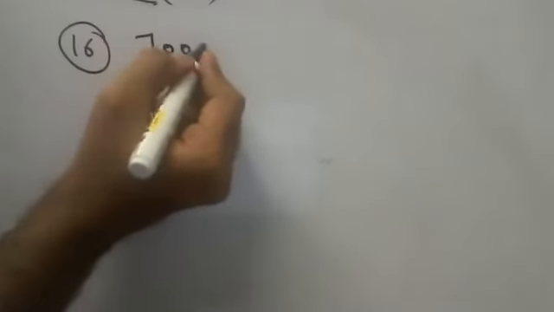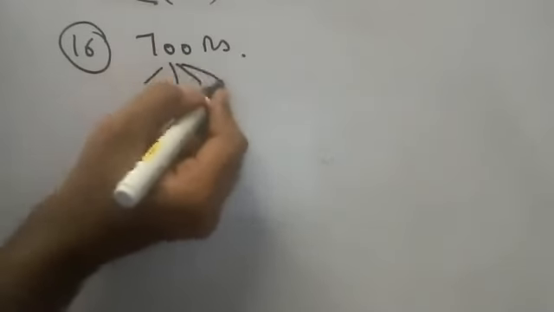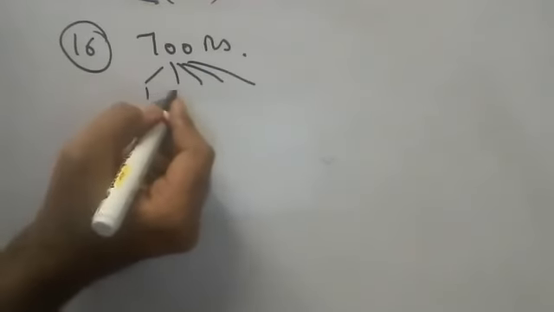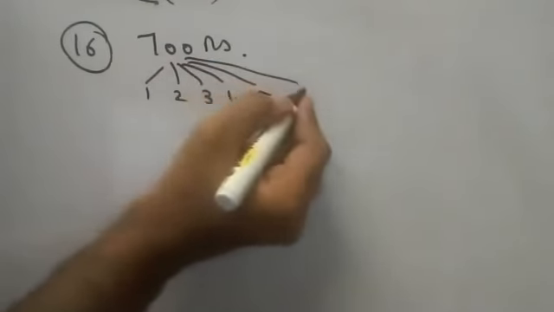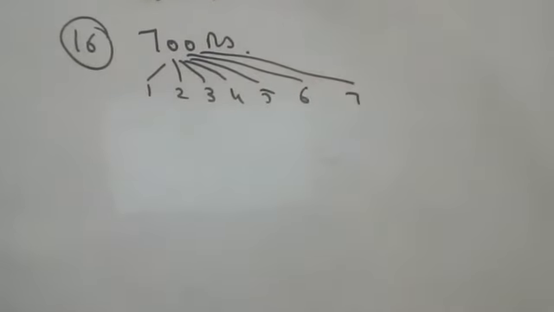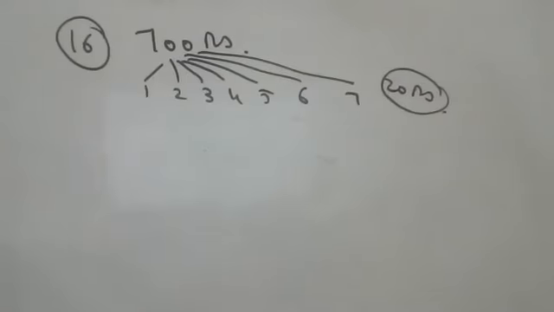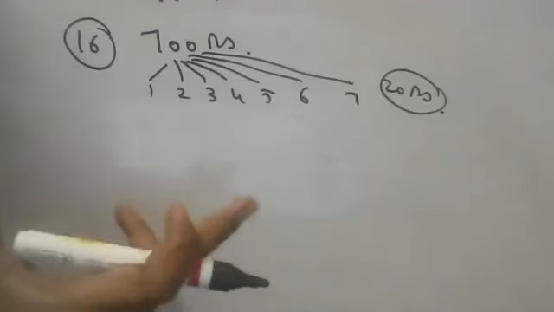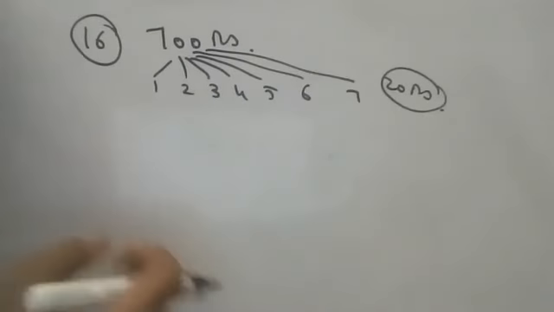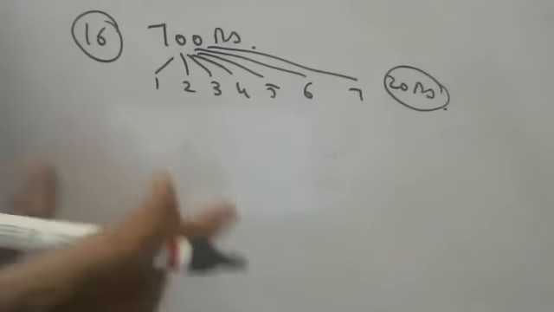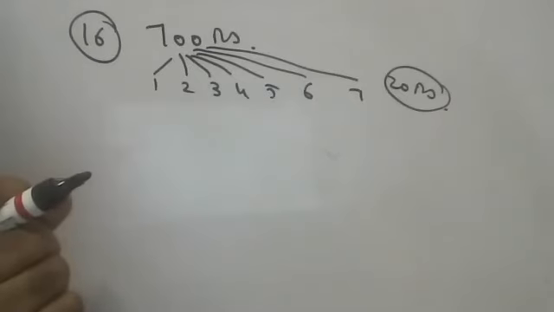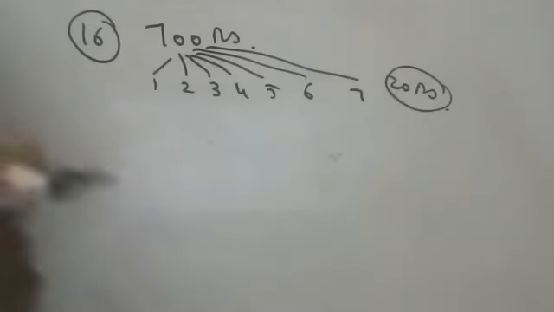16th question is also a verbal sum, children. Please go through the 16th question. There are 700 rupees, children. This has to be given as cash prizes for 7 students. With a difference of 20 rupees, 700 rupees has to be shared among 7 students as first prize, second prize, third prize, fourth prize, fifth prize, sixth prize, seventh prize, with a difference of 20 rupees. Okay, children?